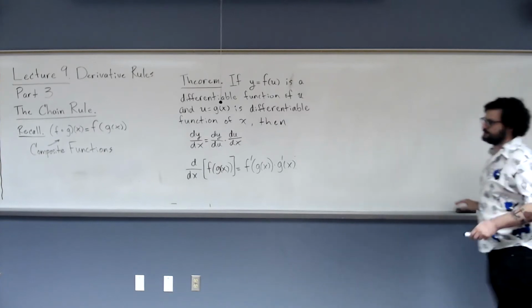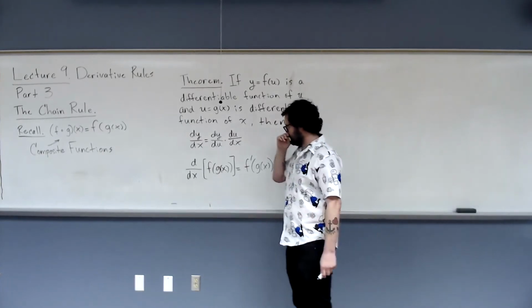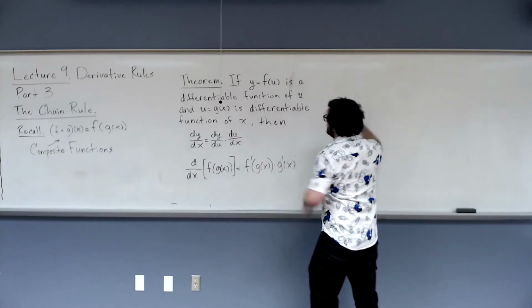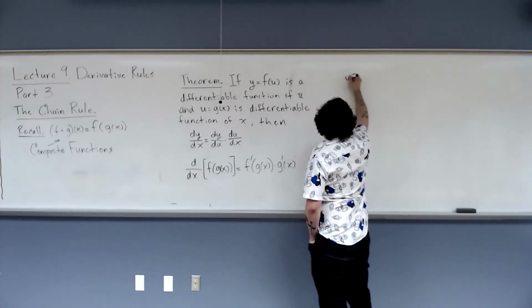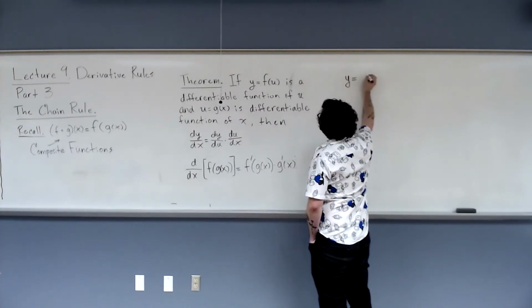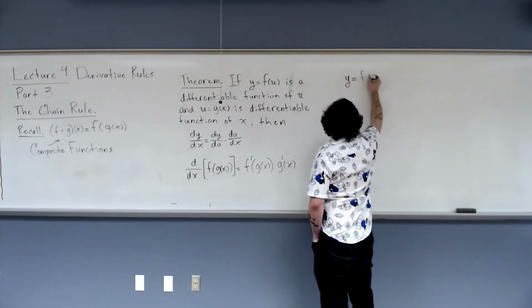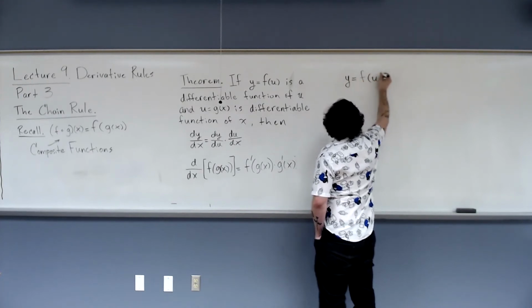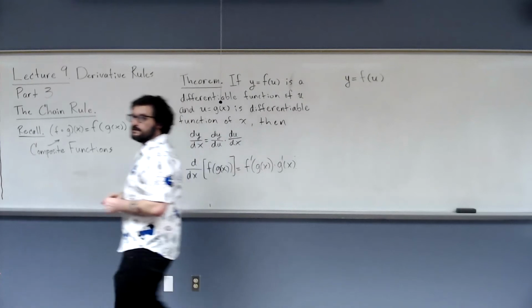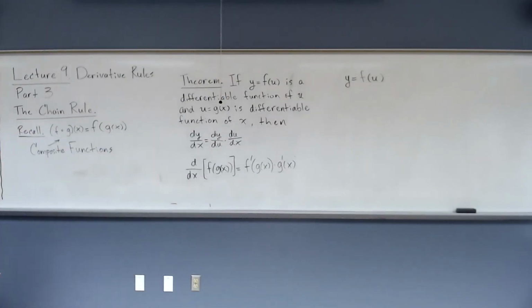All right, so I'm going to discuss notation here. What do we know? We know that y is equal to f of u, and u is itself a function of x. U is a function of x, and it's a differentiable function of x.